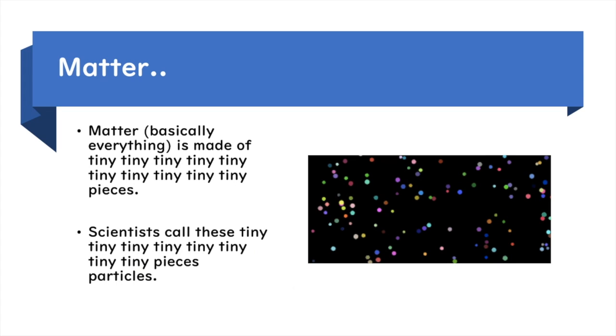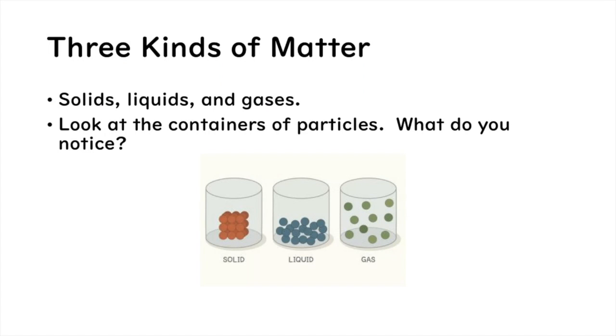Matter, or basically everything, is made of tiny pieces. Scientists call these tiny pieces particles. There are three kinds of matter. There are solids, liquids, and gases.